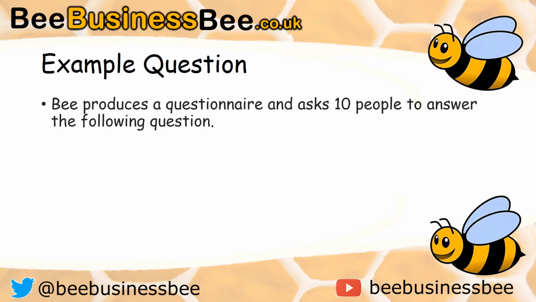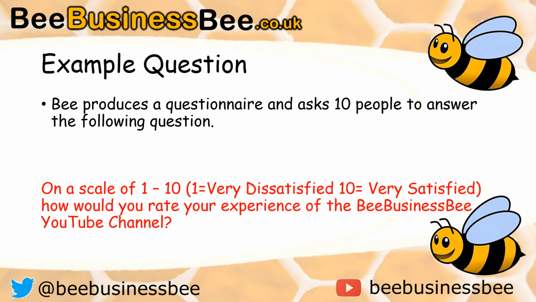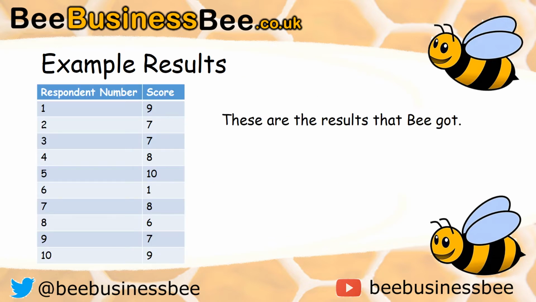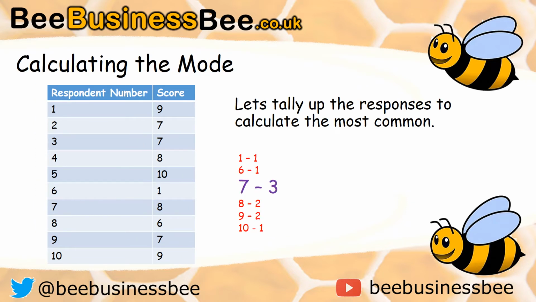So let's now use a question that I've used previously in my videos. The example question is, B produces a questionnaire and asks 10 people to answer the following question. On a scale of 1 to 10, 1 being very dissatisfied and 10 being very satisfied, how would you rate your experience of the YouTube channel? And as you can see, they are the example results that we got. So let's help to calculate the mode.